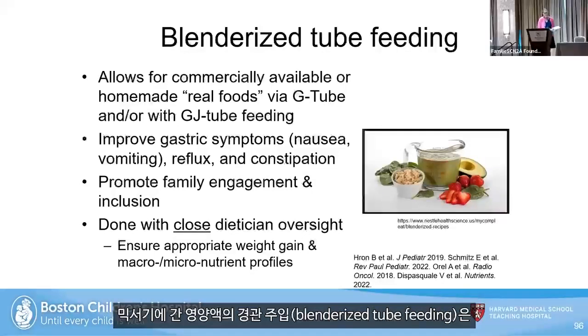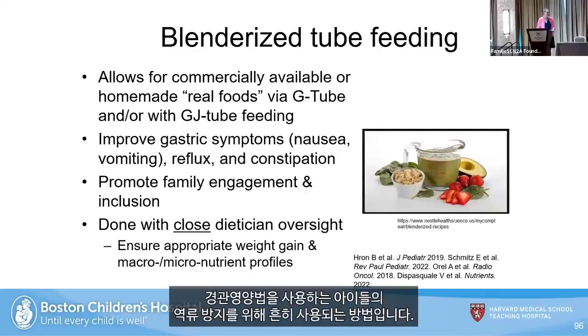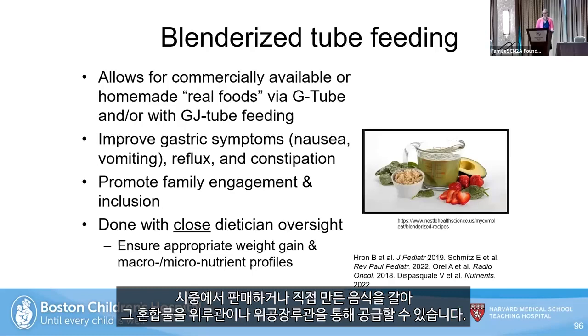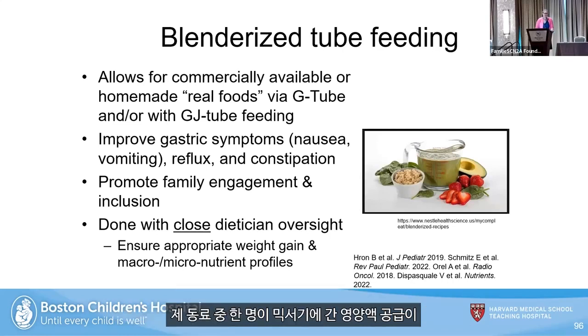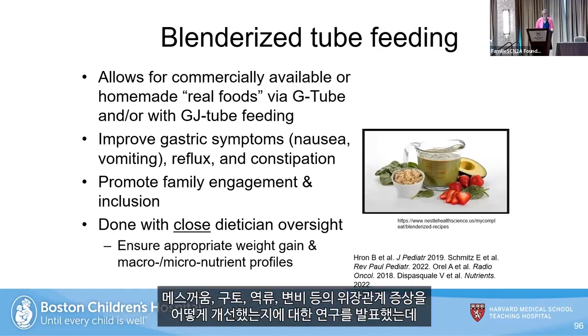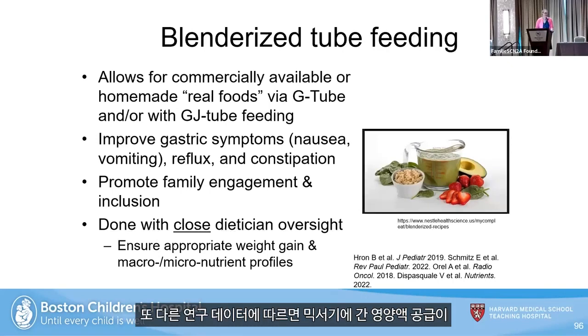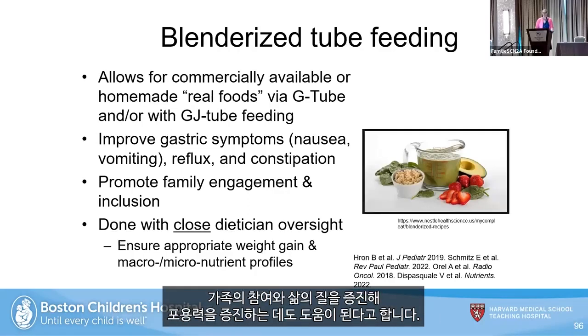Blenderized tube feedings are a common way we now help with reflux in our enterally tube-dependent kids. It allows for commercially available or homemade real-food tube blends through a G-tube or gastrojejunostomy tube. One of my colleagues published a paper on how it improved gastric symptoms of nausea, vomiting, reflux, and constipation. There is also some data coming out now about blenderized tube feeds promoting family engagement, improving quality of life, and inclusion in the family.